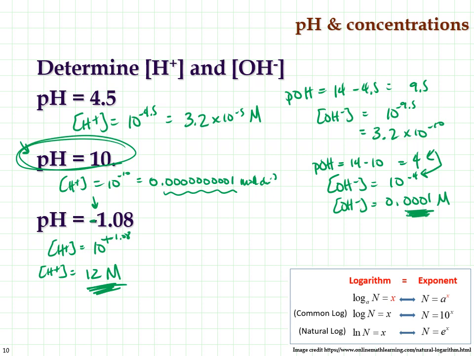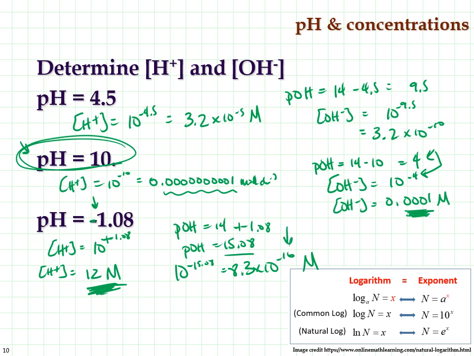Let's figure out what is the hydroxide concentration of this guy. So if this is my hydrogen ion concentration, what is the hydroxide concentration? Remember that pOH is going to be 14 minus the pH. And if I negative a negative, we're going to get the positive. So the pOH is going to be 15.08. This becomes my negative exponent on the 10. 10 to the negative 15.08, calculator says 8.3 times 10 to the minus 16 molar.